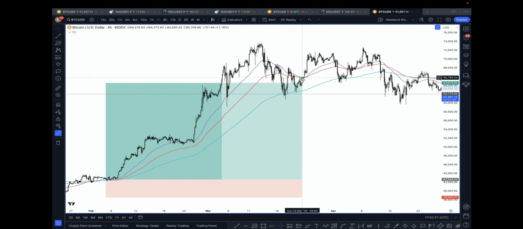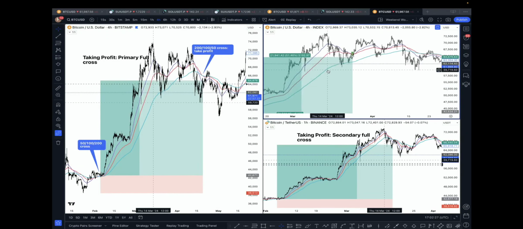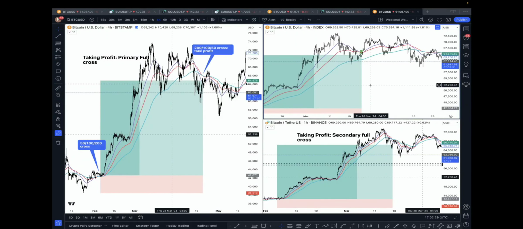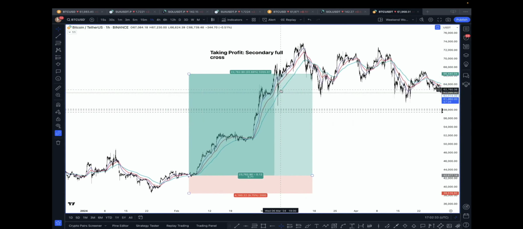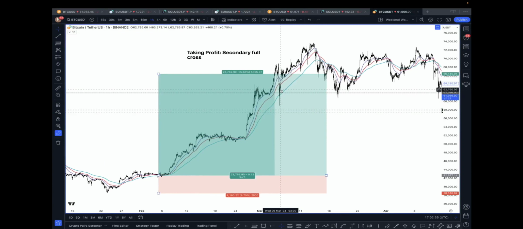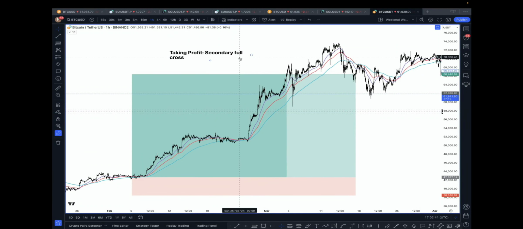So you're out there, okay? That's the second type. So primary, full cross, primary time frame, first cross, 50 and 100, and the third way is your secondary full cross. So the primary trend is the 4 hour. This is now on the 1 hour. And so you're waiting for the 1 hour to fully cross bearish.